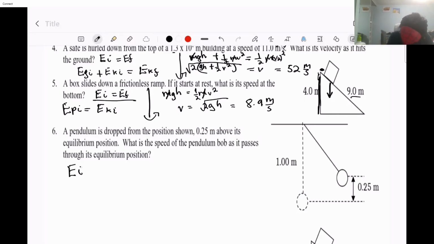So E initial equals E final, as always. At the start, there is some gravitational potential energy. It is dropped, so it is at rest when it starts, so there's no kinetic energy. And then at the end, there's no gravitational potential energy, but there's kinetic energy. So let's find what the speed is.